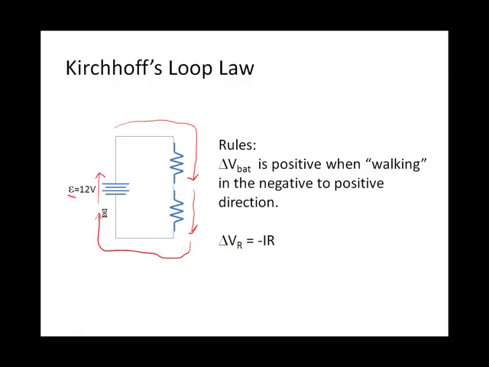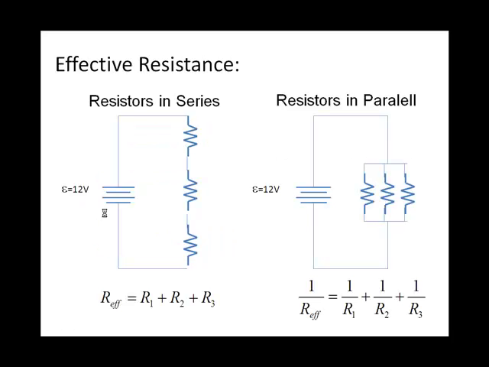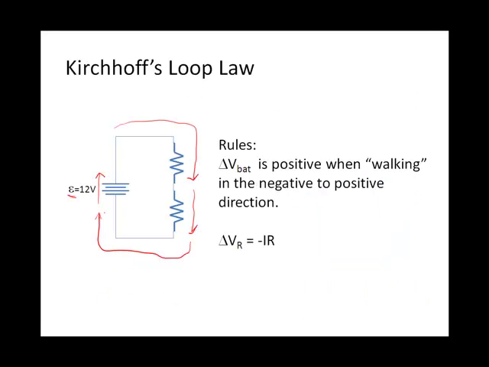So the important relationship to realize is that the change in electric potential in a loop within a circuit always has to equal 0 joules per coulomb, or 0 volts.